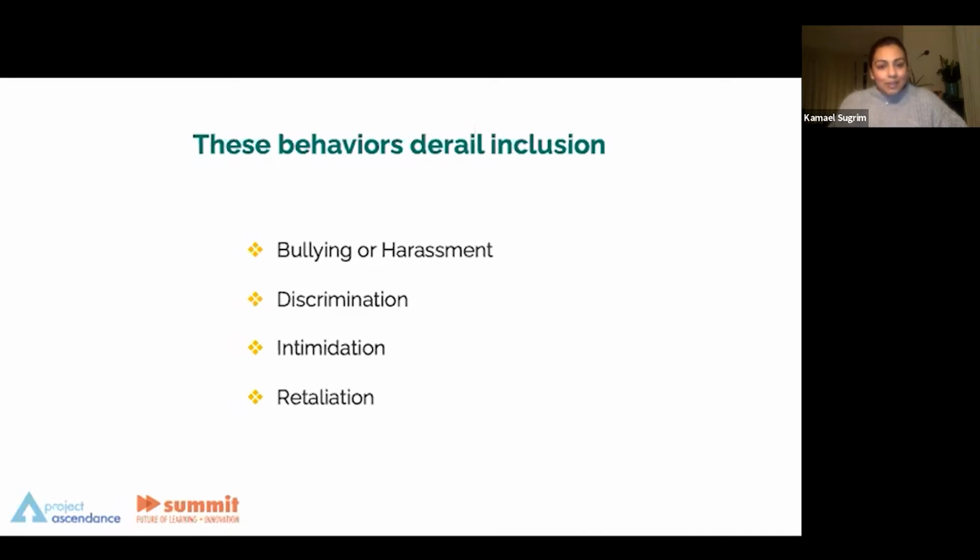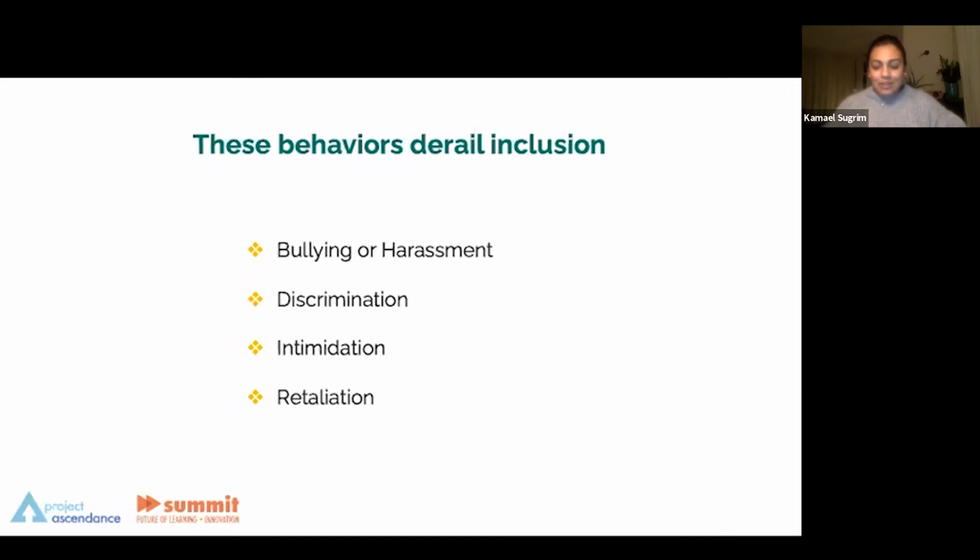The other interesting thing about these behaviors is they're actually illegal. There are laws in place that say you can't bully or harass someone in a workplace, and you can't discriminate, and you can't use tactics of intimidation. And retaliation is another form of bullying, harassment, or discrimination. So while these words are really uncomfortable for us to look at, they're things we should be looking at, because they're actually against the law to do. And that's the beginning of how we started People First.